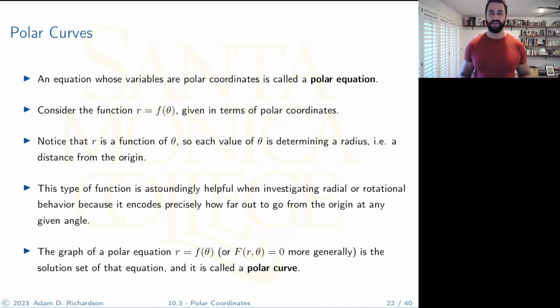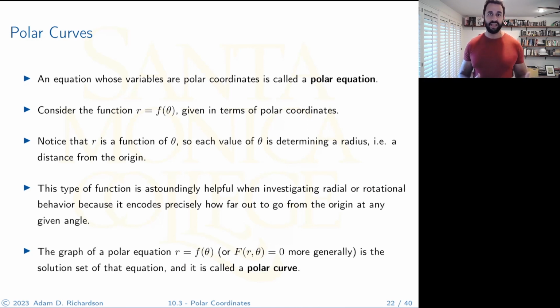So this is where things get really fun, and this is where the pretty pictures start to show up. If you've got an equation and the variables are given to you in polar coordinates, we call it a polar equation. If we consider the function r equals f of theta, given in terms of polar coordinates, then what this does is it lets us define a radius given some angle that's been swept out. So in particular, r is a function of theta. If you give me an angle theta, at that angle theta, I can say how far out you need to go from the origin, plus or minus, right? Because it could be the displacement from the origin.